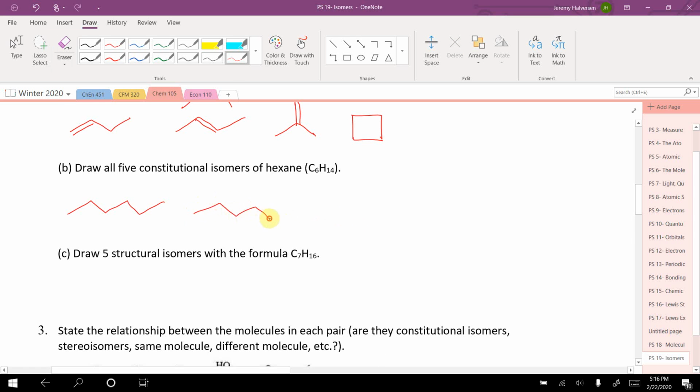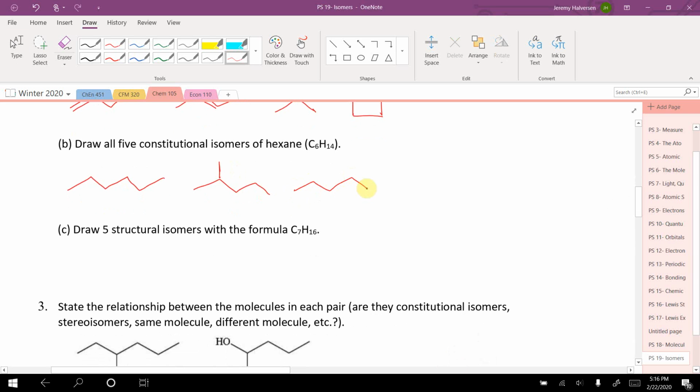And now I have an extra carbon to deal with, so I could put it there. I could put it there. Could I put it there? Nope, because those two are the exact same thing. Whoa. Could I put it there? Nope, because those two are the exact same thing. Because remember, single bonds can twist. So that's everything I can do with a 5 carbon chain.